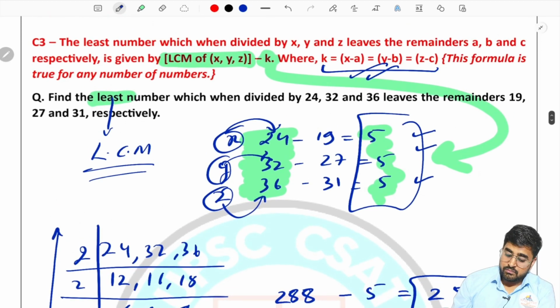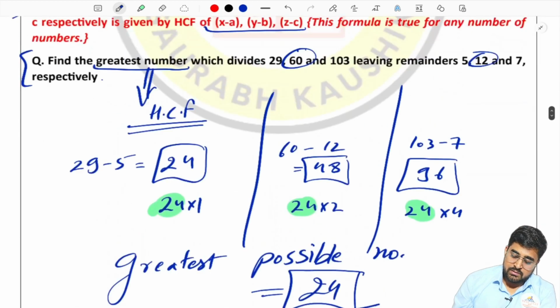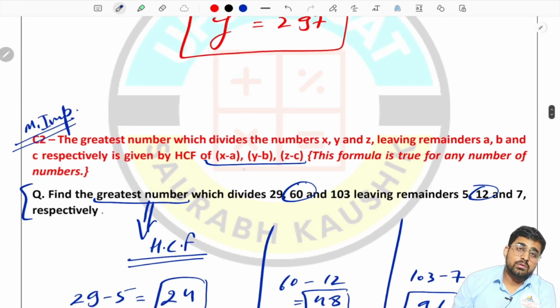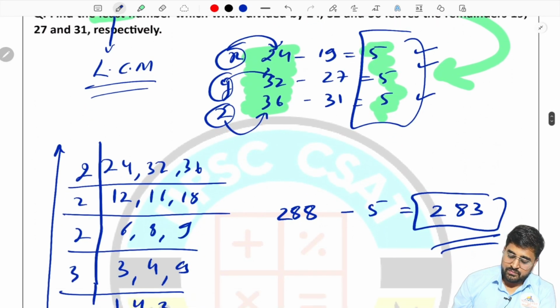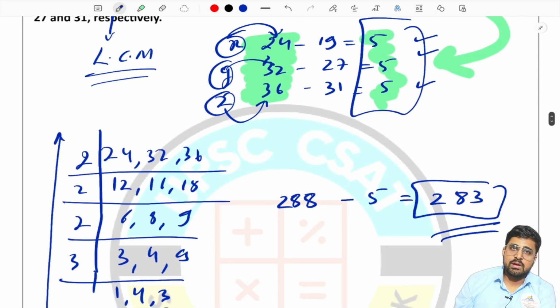This is a bit different from concept number 2. Please pay attention, and I hope this is clear. Let's move to the next one.